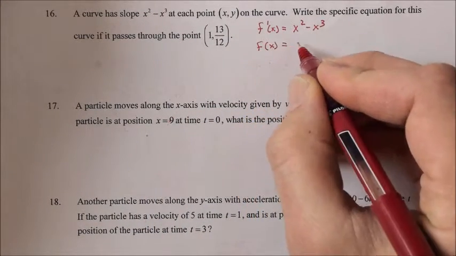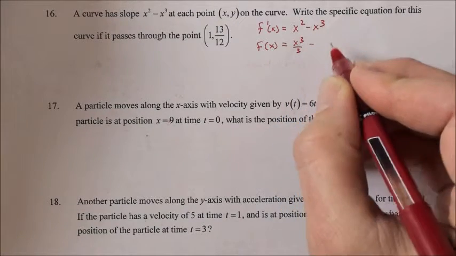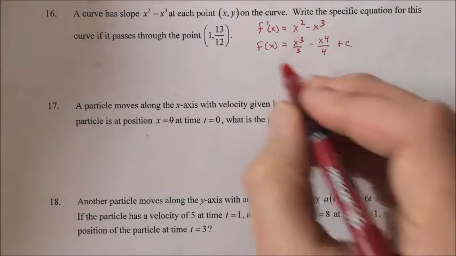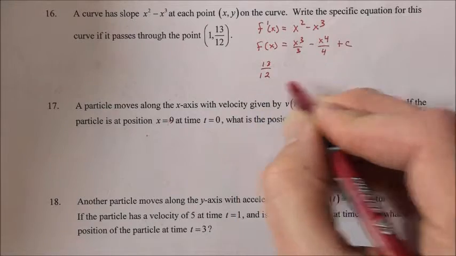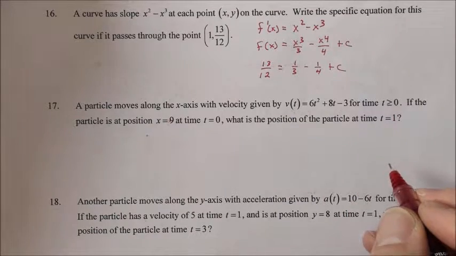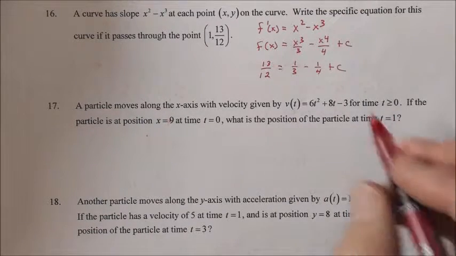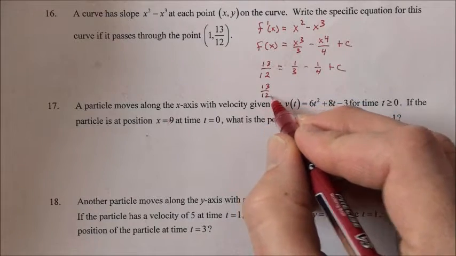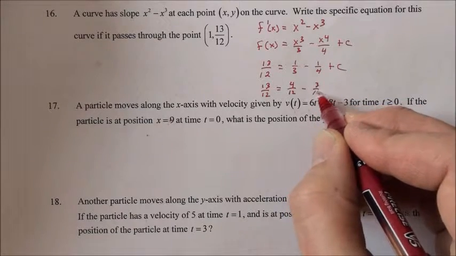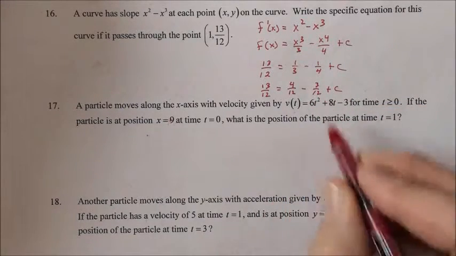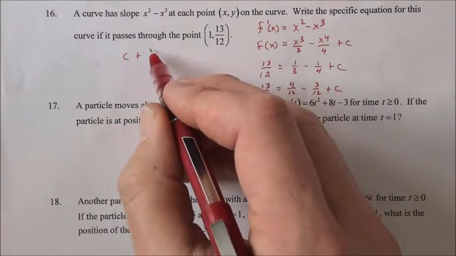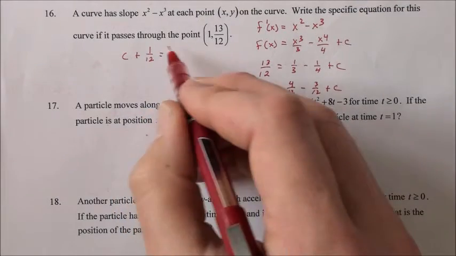Our general solution: x squared becomes x cubed over 3, x to the third becomes x to the fourth over 4, plus c. We're going to plug 1 in for x, and our result will be 13/12. So 13 over 12 is equal to 1/3 minus 1/4 plus c. Fractions, we're looking at a common denominator here. Our common denominator will be 12, so 13 over 12 is equal to 4/12 minus 3/12 plus c. 4/12 minus 3/12 is 1/12, so we have c plus 1/12 is equal to 13/12.